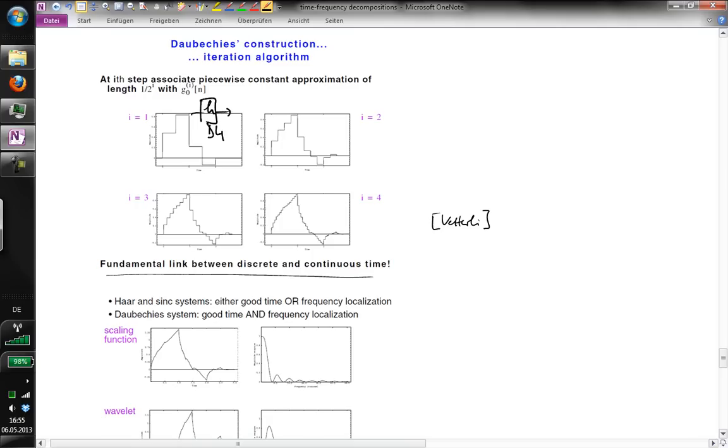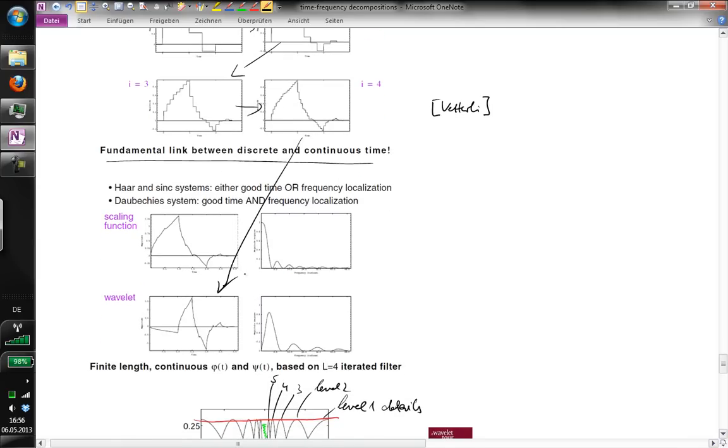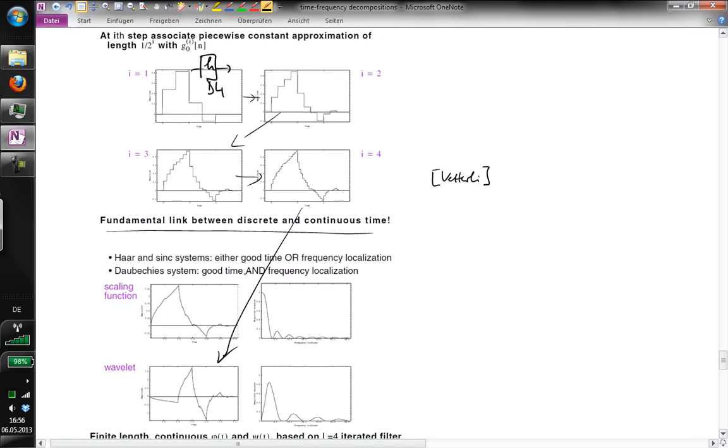And if you now use this filter repeatedly on itself, then you get these smoother and smoother versions, and in the limit you obtain this continuous wavelet here. Yeah, this is the initial shape. Exactly. So it's called D for Daubechies and 4 because it's a 4-tap filter. It's not symmetrical, no.